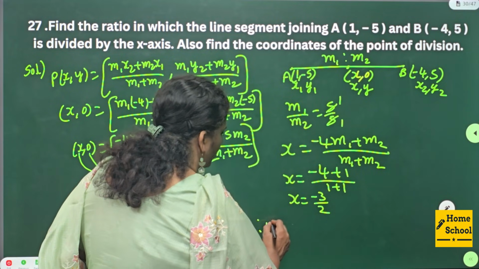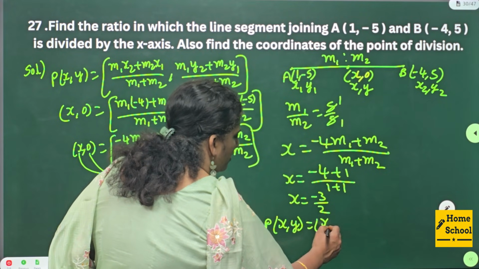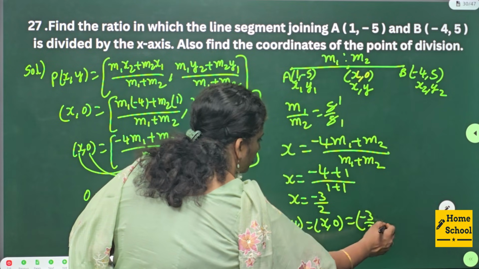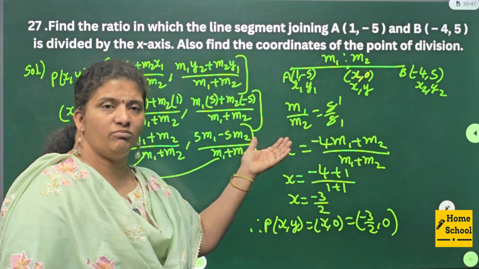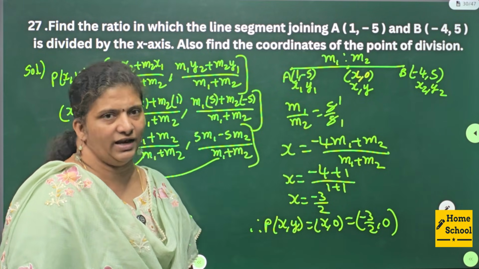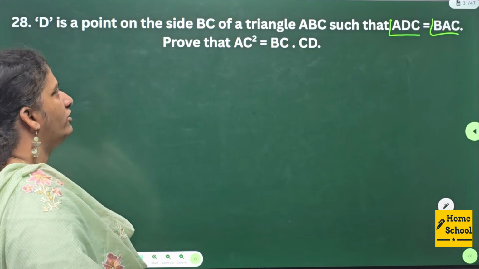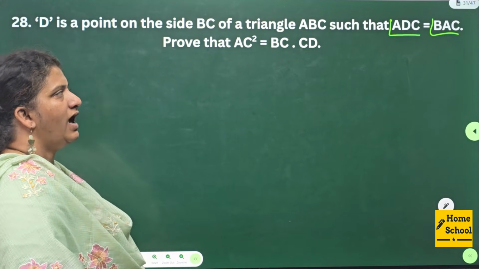Therefore, the point of division P(x, y) is equal to (x, 0). That is, the x value is minus 3 by 2 comma 0. Or else, after getting m1, m2, directly go for the midpoint formula and you can find the x value also. Anyway, it is okay.